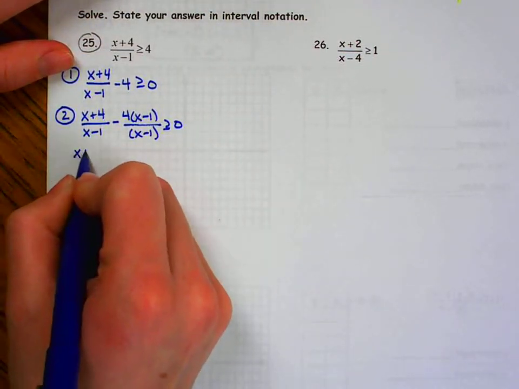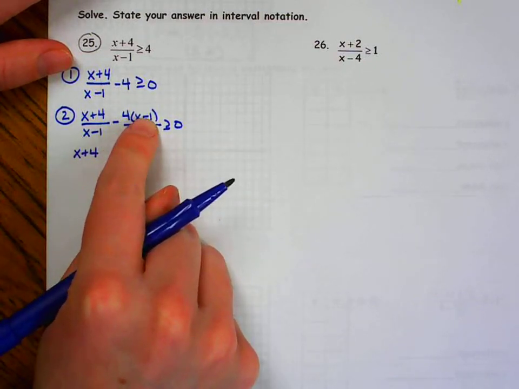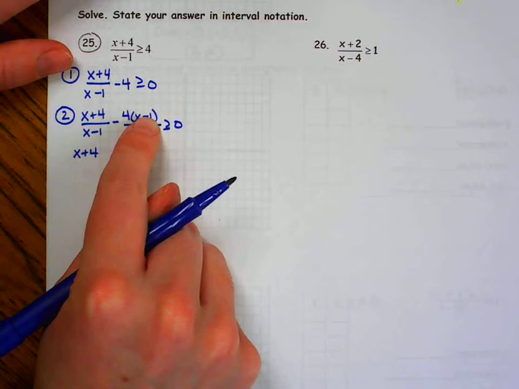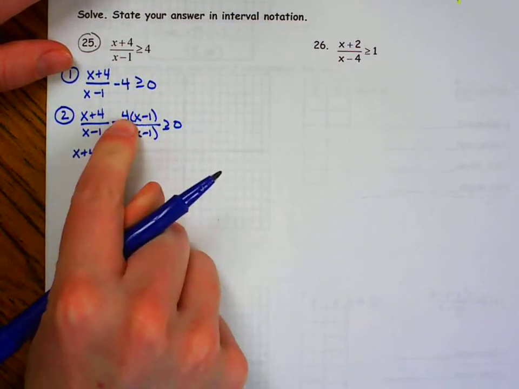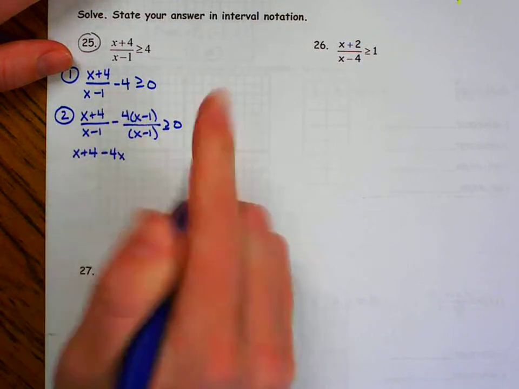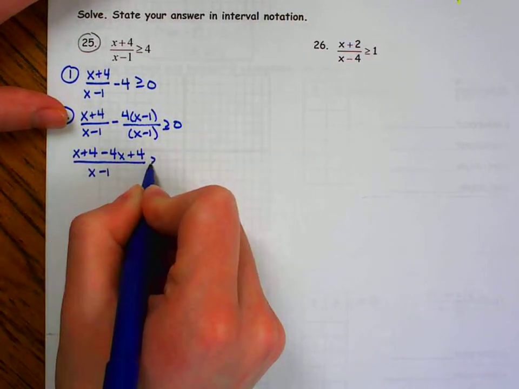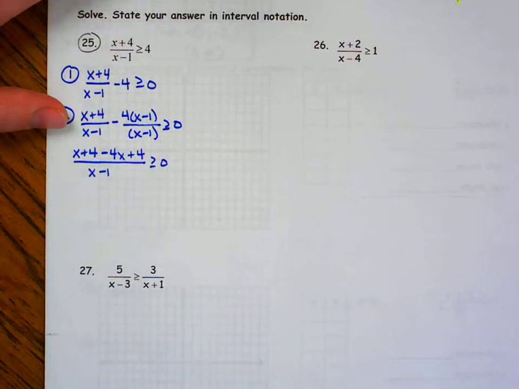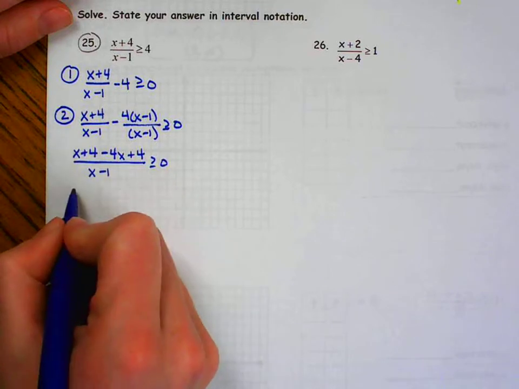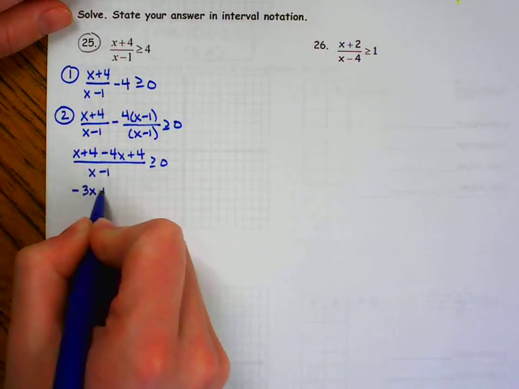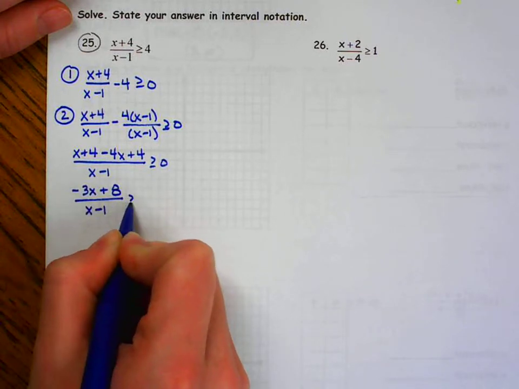I'm going to have an x plus 4. If I distribute that 4, I get 4x minus 4. But I'm subtracting all of that. So that 4x is going to become a minus 4x. And that negative 4, once I distribute the negative, is going to become a positive 4. Okay, so let's see if we can simplify that. That's going to give me a negative 3x plus 8 over x minus 1.